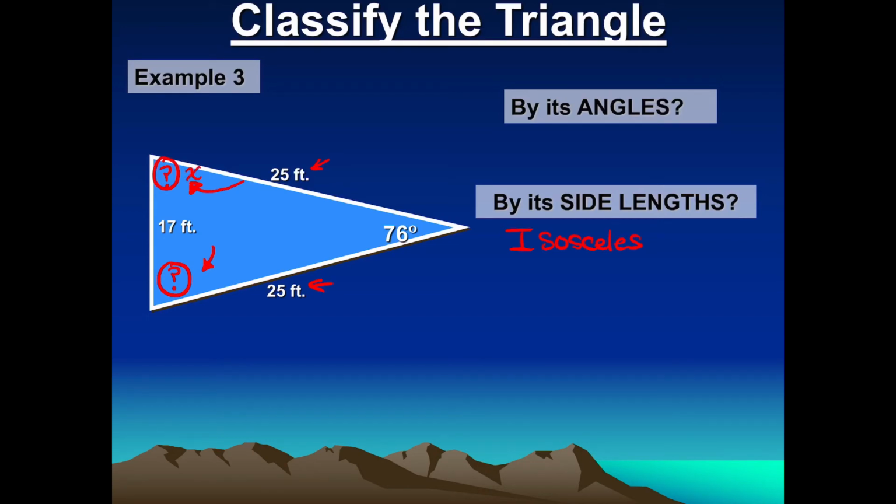So I can make those both x, and then we can set up our equation. So we've got x plus x plus 76 equals 180. The reason we can make these both the same thing is because we know that they have the same measurement. Whatever x is, the other one is going to be the same thing. So x plus x is 2x plus 76 equals 180.